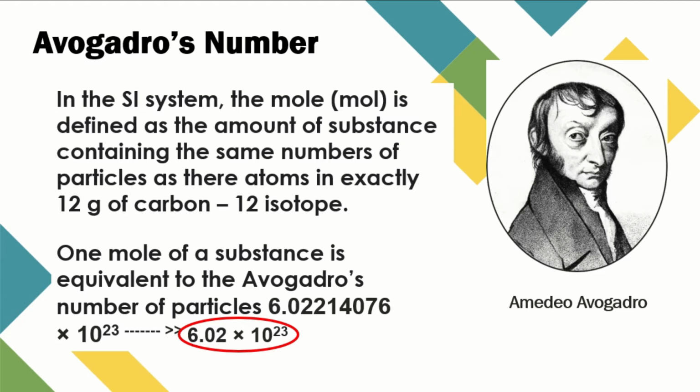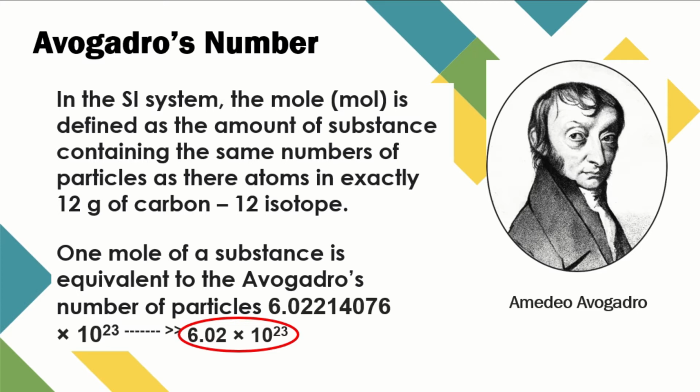In the SI system, the mole, with a unit of mol, is defined as the amount of substance containing the same number of particles as there are atoms in exactly 12 grams of carbon-12 isotope. So it means that 1 mole of a substance is equivalent to the Avogadro's number of particles, which is 6.02214076 times 10 raised to 23, or just simply 6.02 times 10 raised to 23. So that is the value for the Avogadro's number.